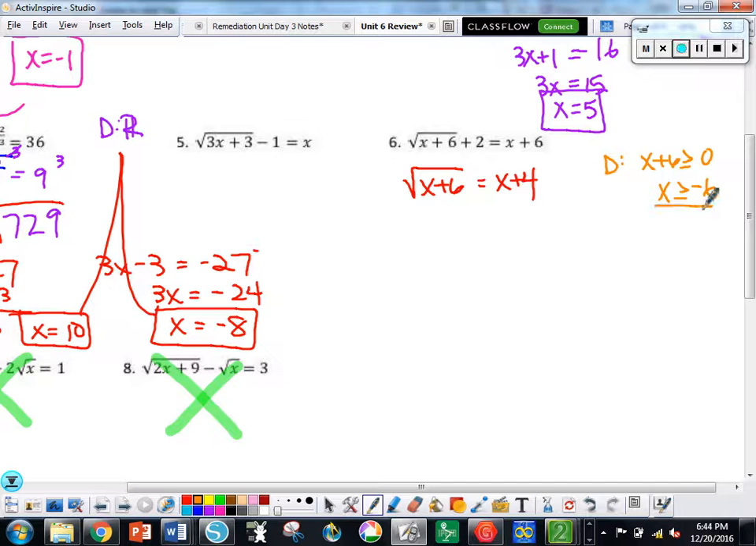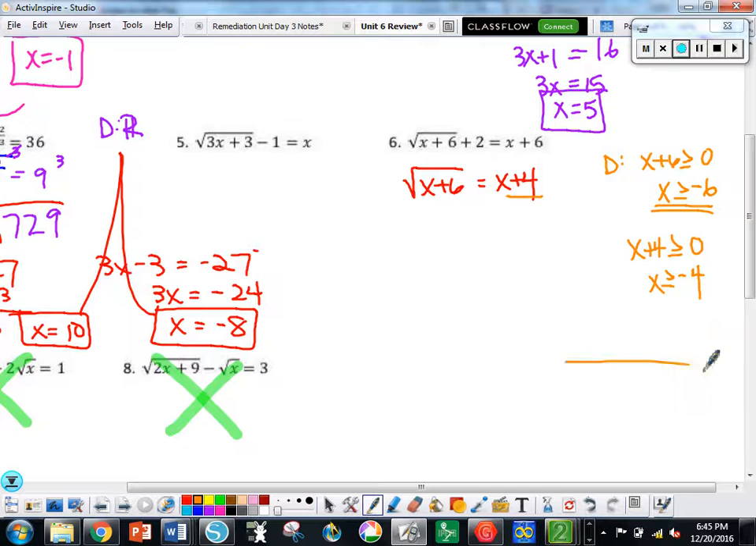That's the first part. The second part, x plus 4, has to be greater than or equal to 0. This number right here also has to be positive. You won't ever get a negative square root. That means x has to be greater than or equal to negative 4.